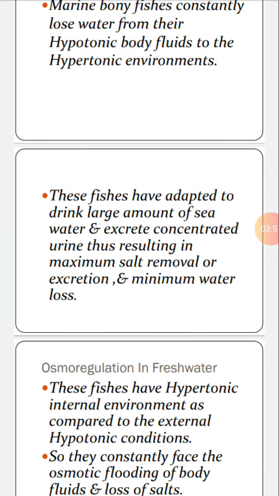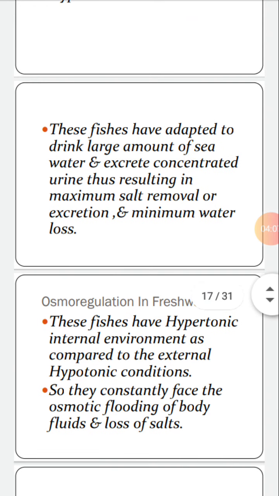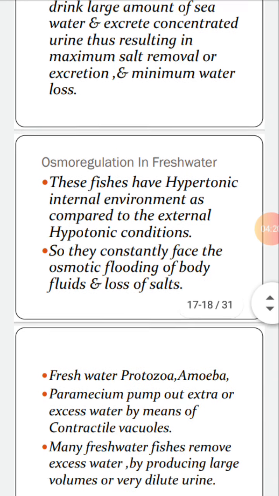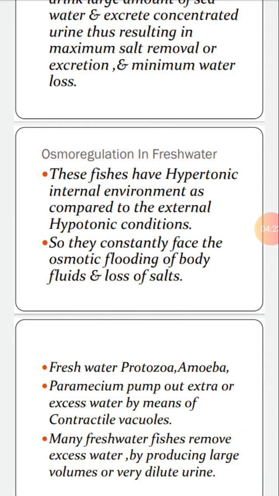Now, osmoregulation in freshwater. These fish have a hypertonic internal environment as compared to the external hypotonic conditions. That is, their external environment is hypotonic, more water, less salts. So they constantly face the osmotic flooding of body fluids and loss of salts. Freshwater protozoa, amoeba, paramecium, if extra water enters their body, can pump out this extra water by means of special vacuoles called contractile vacuoles.